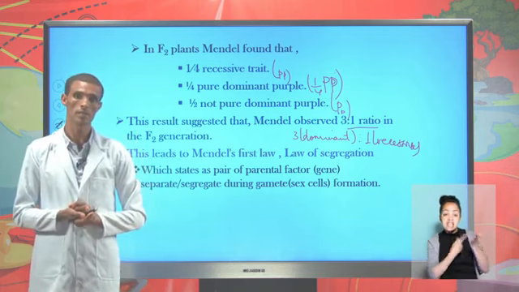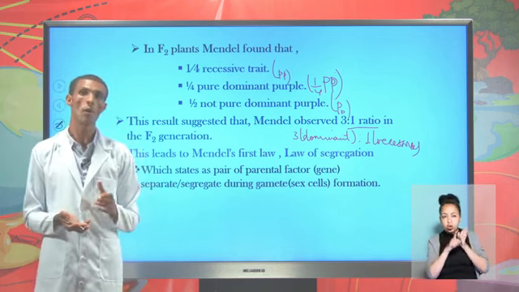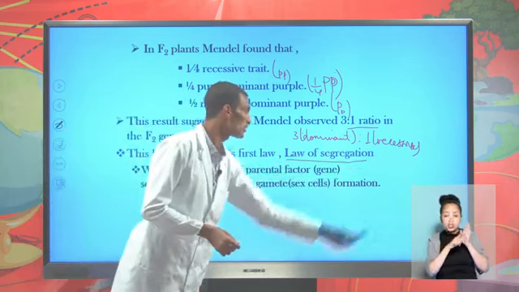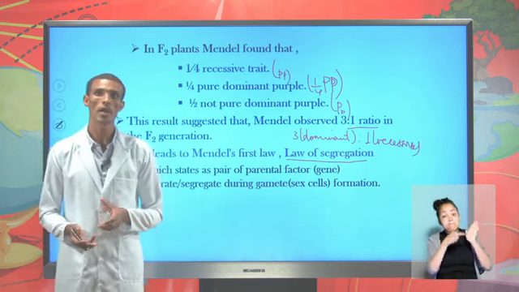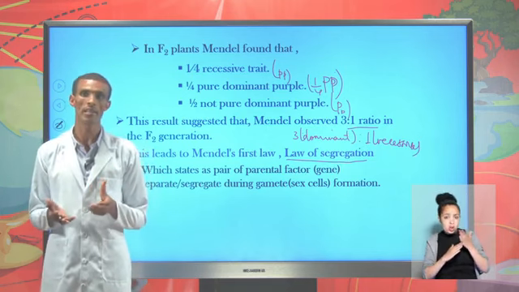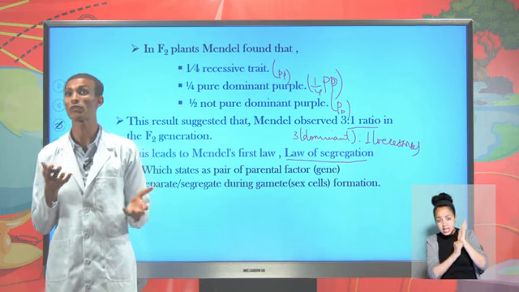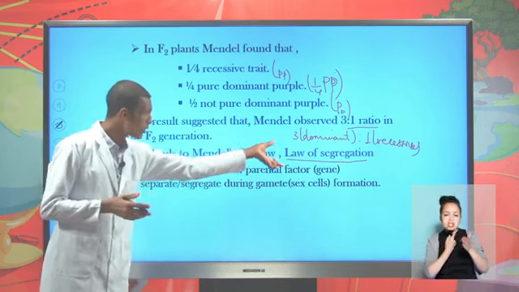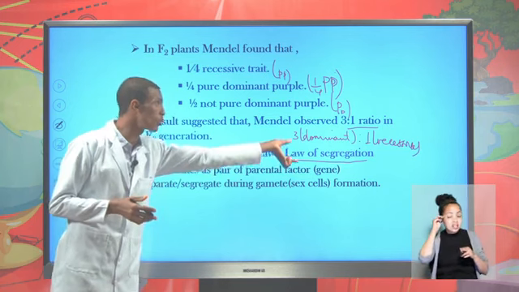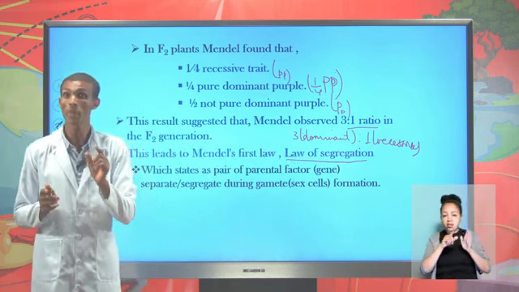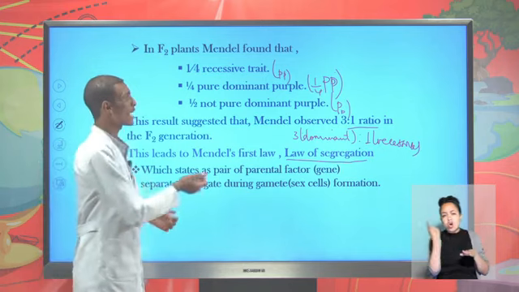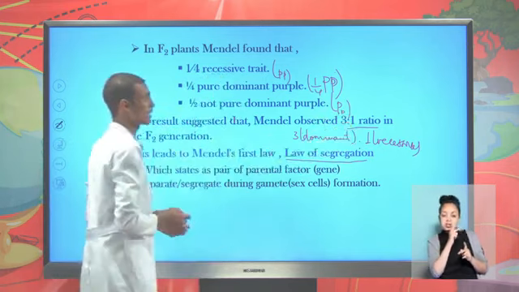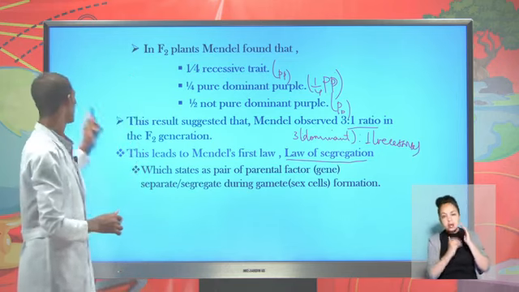The law that comes from Mendel's first law is considered the law of segregation. It means a particular trait or factor can be segregated, or separated from each other, during gamete formation. This is the Mendel monohybrid cross, or law of segregation. During a monohybrid cross, we can always expect a 3-to-1 ratio, where 3 represents dominant and 1 represents recessive. Good students.